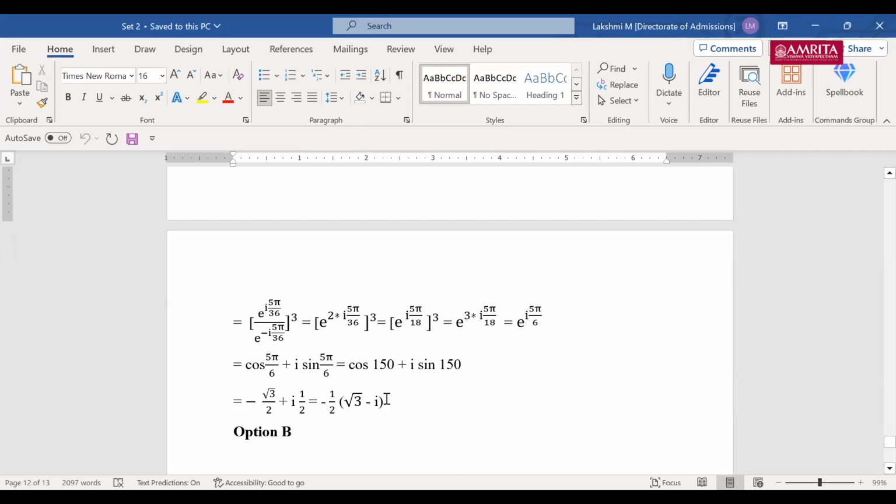It's like for the degree, it's 5 pi by 6. Here also 5 pi by 6. 5 into 180 by 6, it's 150. So you have to find the values and substitute it and you have the answer.